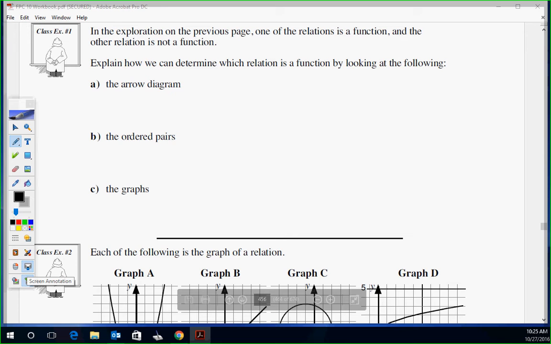Explain how we can determine relations to function by looking at the following. An arrow diagram. This one is if your independent or x splits to 2 numbers, no good. Okay, so we just talked about that. We just used that.